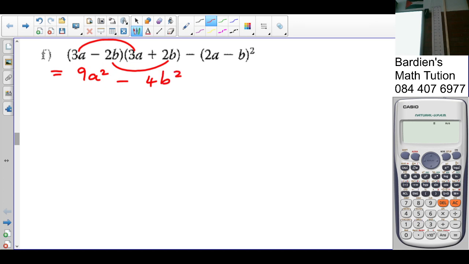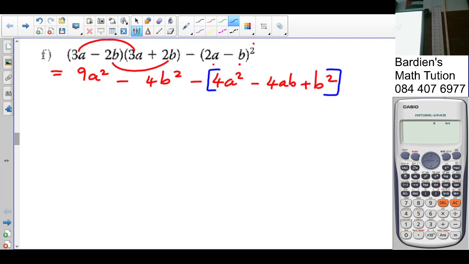Can I apply a rule here? Yes. Negative, first term squared, 4a squared. First term times second term times 2, negative 4ab. The last term squared will be plus b squared. What must I not forget there? Why the bracket? Because of the negative sign. If that had to be positive, I wouldn't have put that bracket. You don't need the bracket.